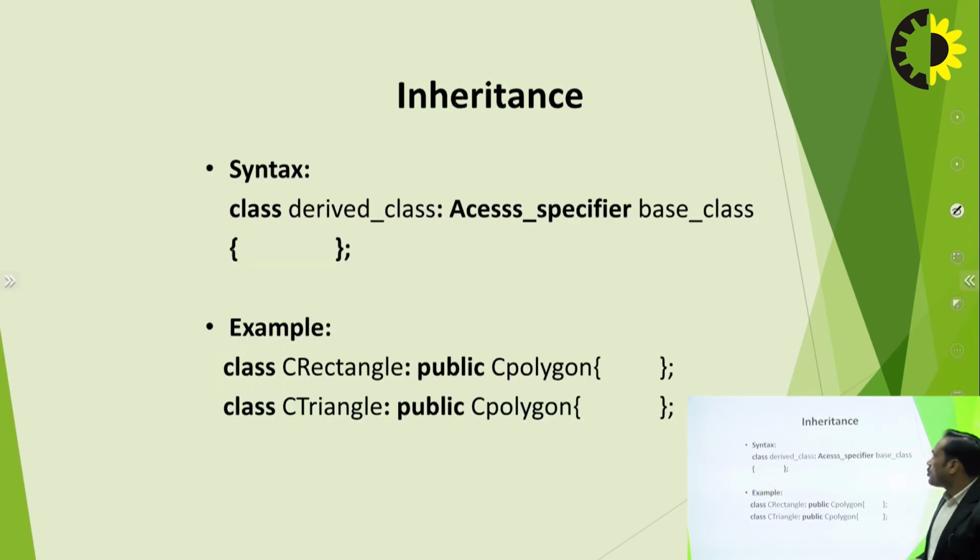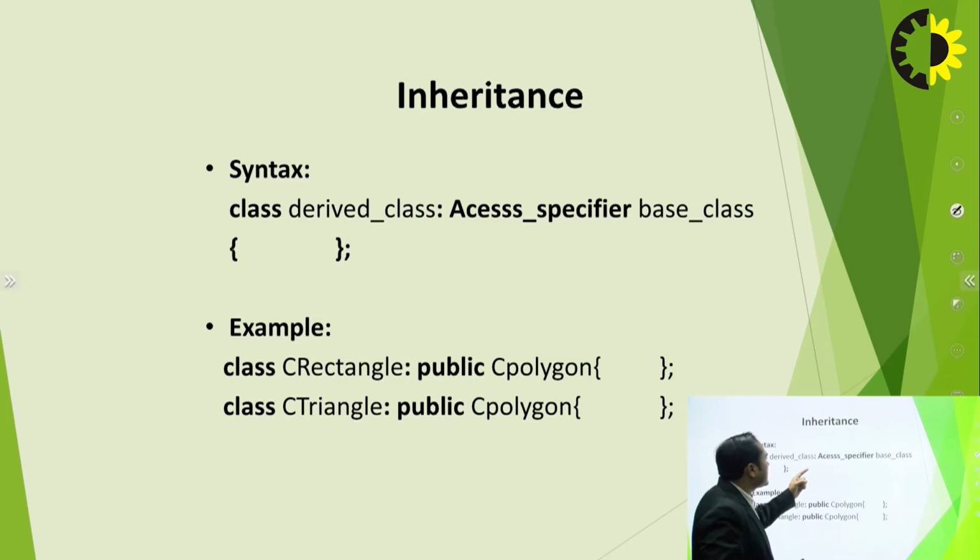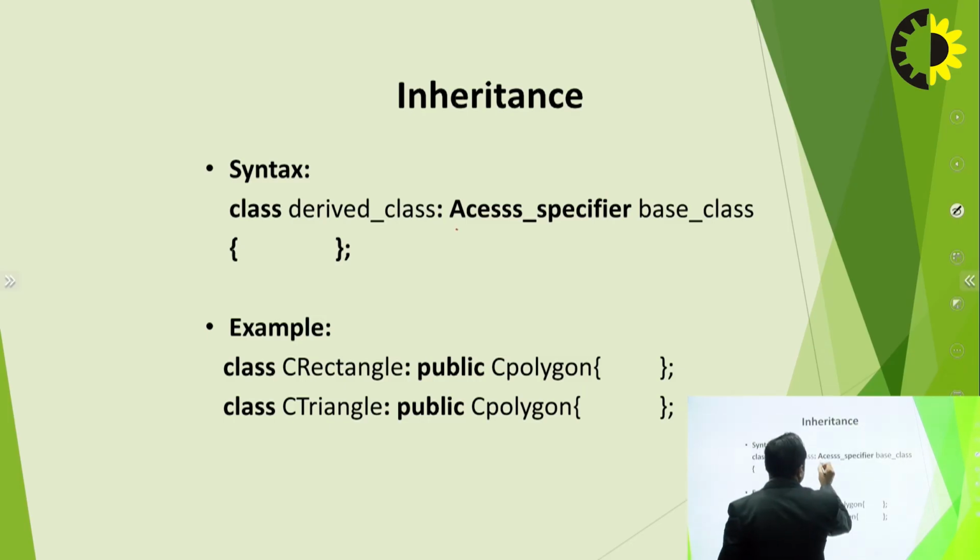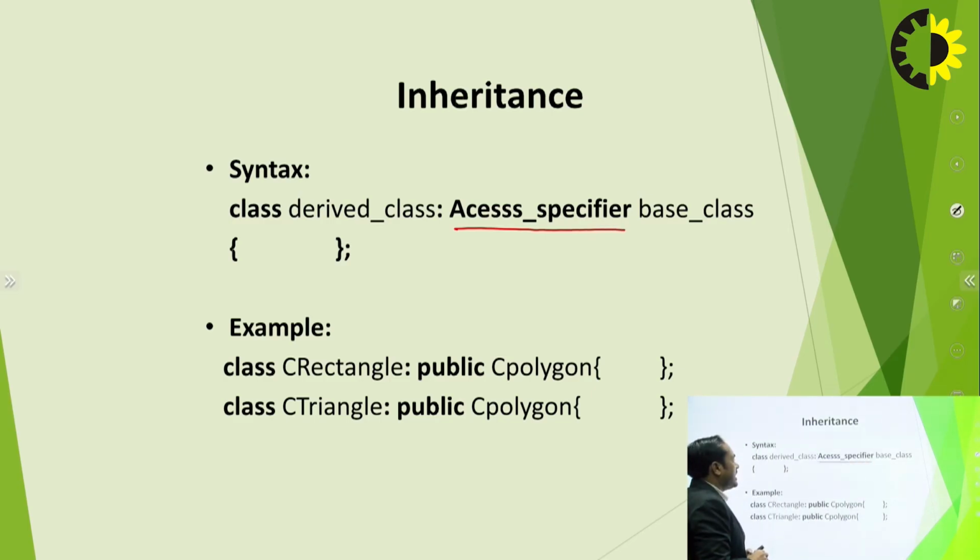So here is the program. You can see how inheritance is applicable. Syntax: class derived class, access specifier, base. So you are going to discuss this one. The syntax is class derived class. If you're going to derive a class, it can be derived from a base class. So the access specifier comes before the base class, and the derived class must name the base class.